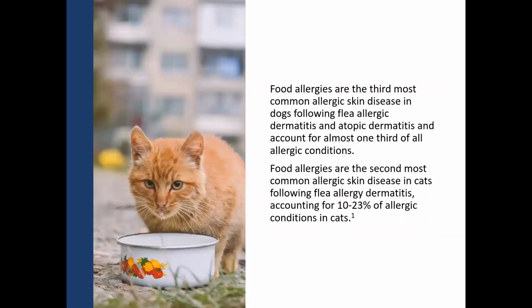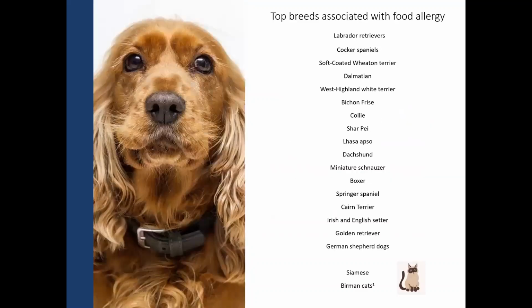Food allergies are the third most common allergic skin disease in dogs, following flea allergic dermatitis and atopic dermatitis, and account for almost 1/3 of all allergic conditions. Food allergies are the second most common allergic skin disease in cats, following flea allergy dermatitis, accounting for 10 to 23% of allergic conditions in cats. These are the top breeds associated with food allergies in dogs and cats. Many of these will be familiar repeat offenders that come into your practice with allergy signs and symptoms.